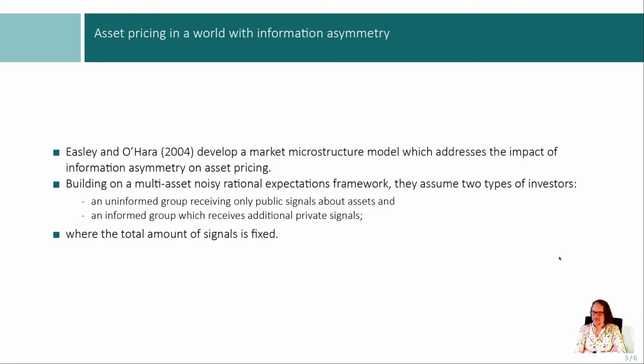But in essence, it is a paper that uses a multi-asset noisy rational expectations framework. So what does this mean? It is a framework where there are multiple assets, but the returns of these assets are uncorrelated. By the way, this is important. But these multiple assets have noisy supply. So that means the number of assets that are being supplied is stochastic, so that the investors know, of course, the distribution of the supply, but they don't know the exact supply numbers.